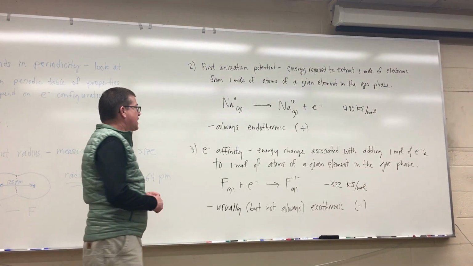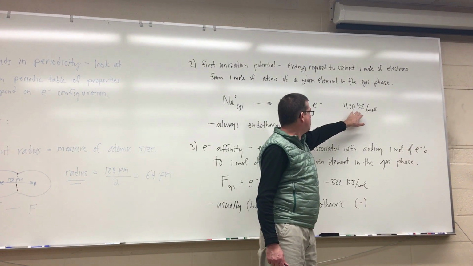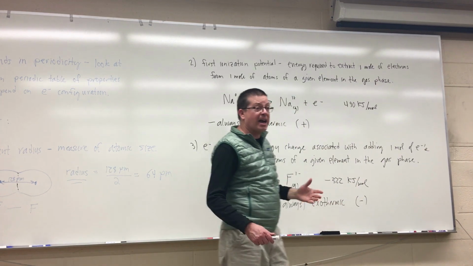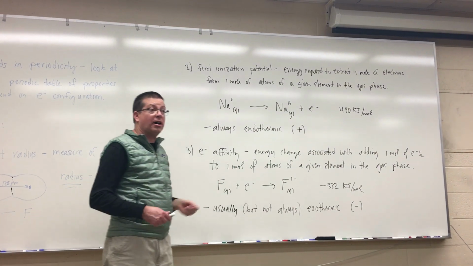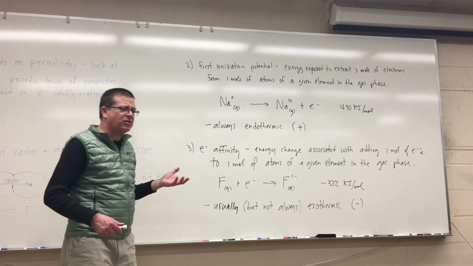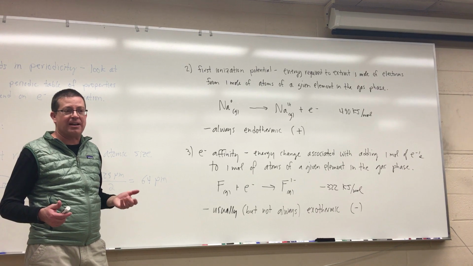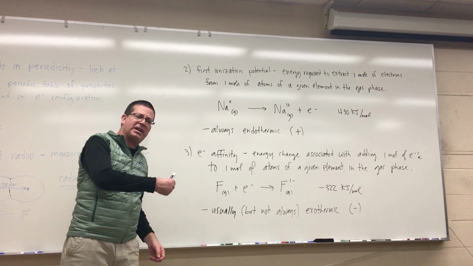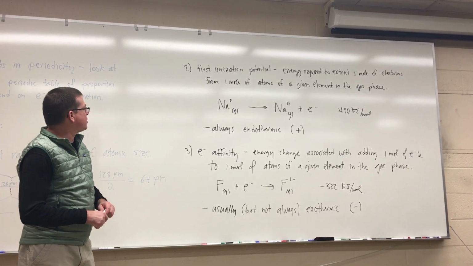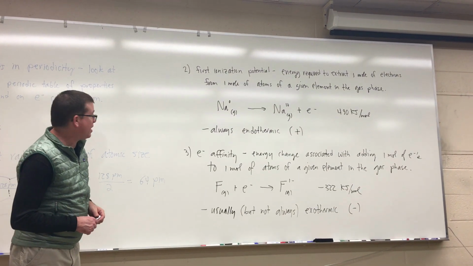In the case of sodium, that turns out to be a value of 490 kilojoules per mole of sodium atoms from which I extract 1 mole of electrons. So an endothermic value there. It makes sense when you think about it, because that electron is actually stable inside of the atom, so it requires energy to come in and rip it out. So that's another property that we can follow with regard to periodic trends.